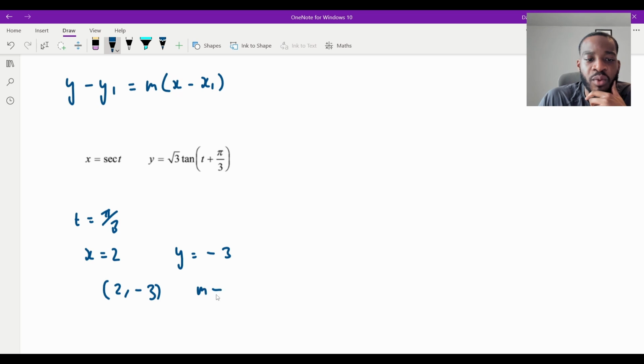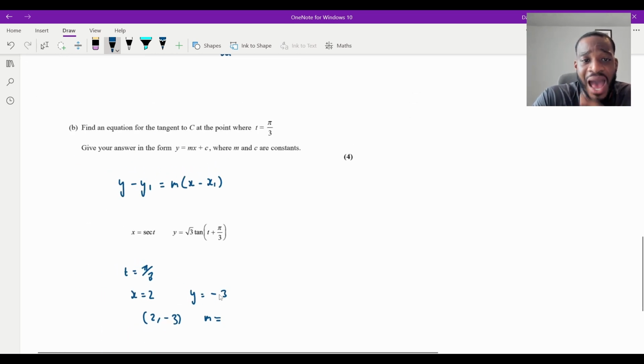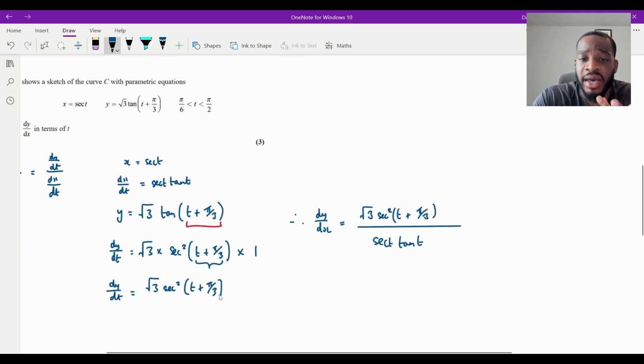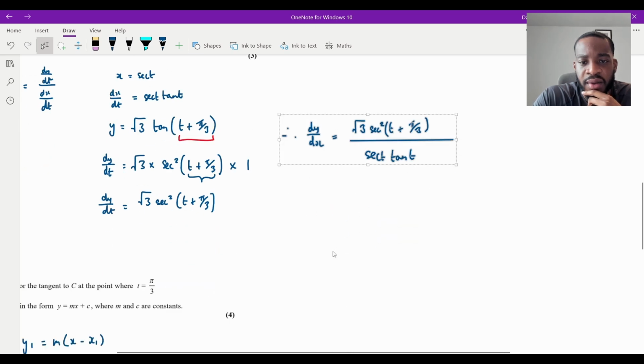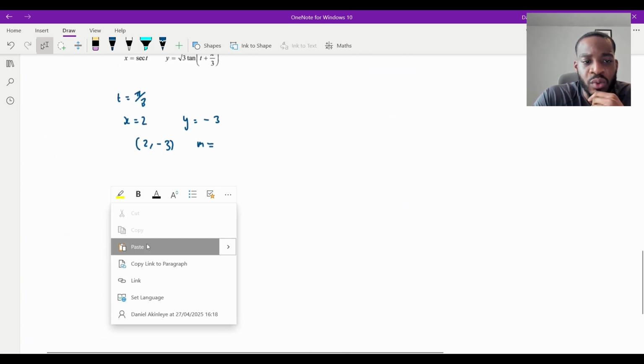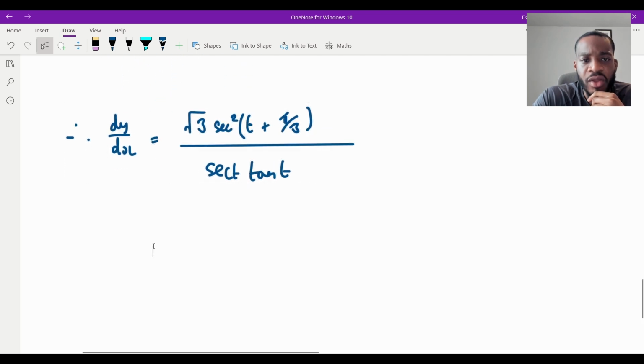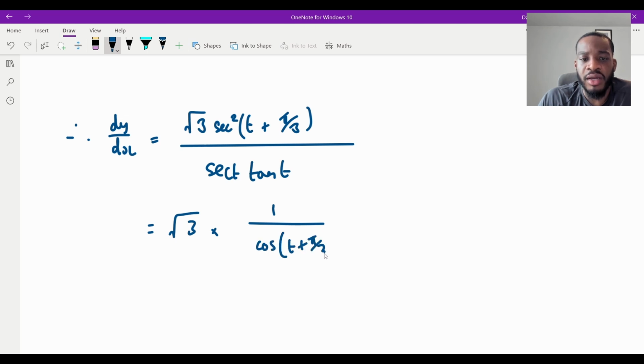Now we just need to find the gradient, and we can do that by plugging in t equals pi over 3 into our answer in part A. Yep. So let me grab this, and then I'll put this underneath, and we'll plug in pi over 3 to see what we get. Again, you do not have sec on your calculator. So what do you do? Well, you can write this as root 3, and then sec squared is 1 over cos squared, isn't it? So you can write this as 1 over cosine of (t plus pi over 3), all squared. That's the same thing, isn't it?